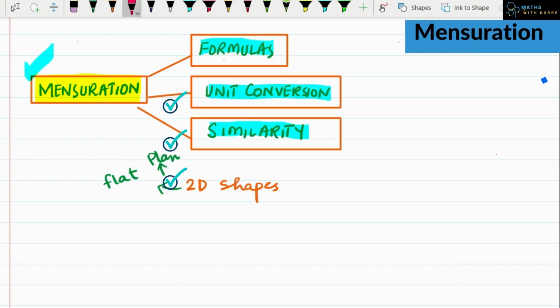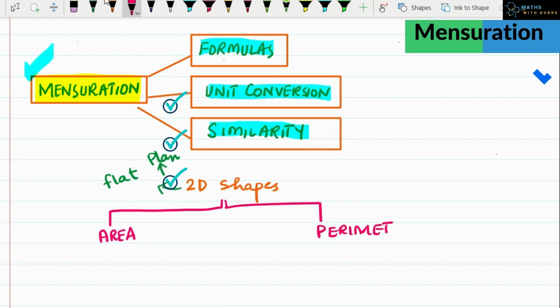To understand all about 2D shapes, it is important to know two things. First of all, the formulas of area, and second, all about perimeter. What is meant by area? So we will start with the area. Area means the covered space of a shape, or you can say occupied space.